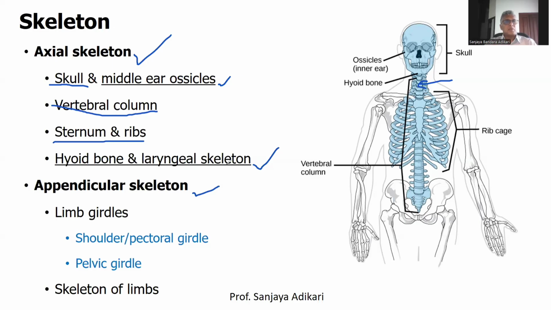Then when it comes to the appendicular skeleton, you have the limb girdles. In relation to the upper limb, you have the pectoral girdle or the shoulder girdle, and in relation to the lower limb, you have the pelvic girdle, and then the limb skeleton, upper limb and lower limb skeleton. So this is something very basic, but don't forget it.